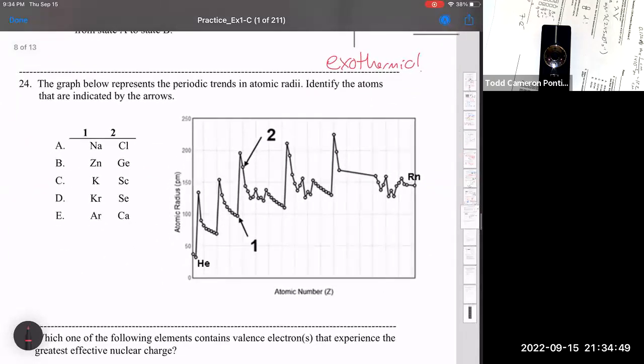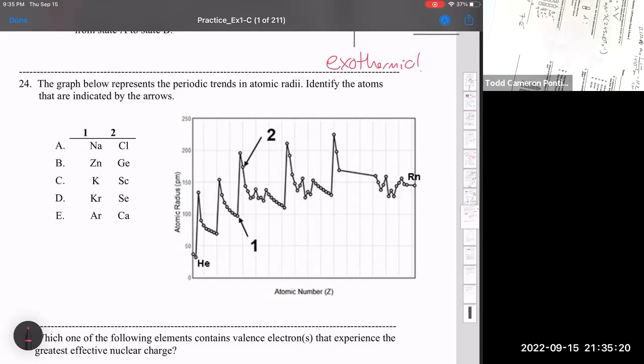The graph below represents the periodic trends in atomic radii. Identify atoms that are indicated by the arrows. What's going on with these graphs? With radii, as you go across the periodic table, elements get smaller and smaller because there are more protons pulling in the electron cloud. But then, once you get to the noble gas, you'll notice that we have this massive spike.